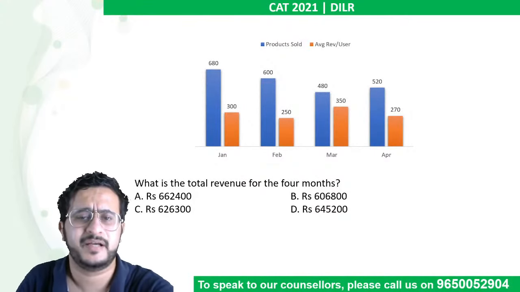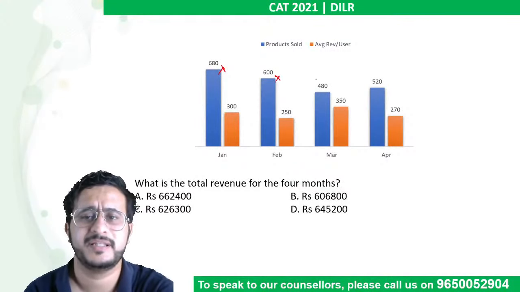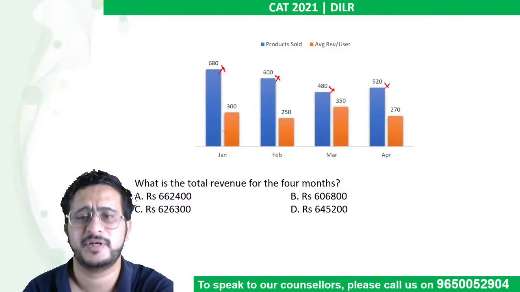So how will you find it? What people would do is they will multiply this and this, multiply this and this, multiply this and this, and multiply this and this.